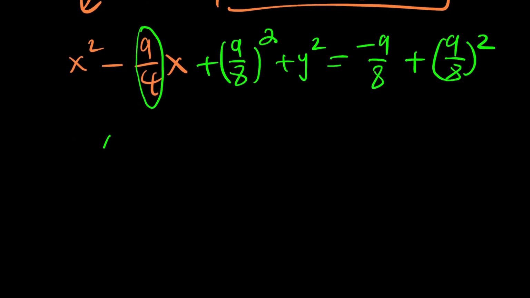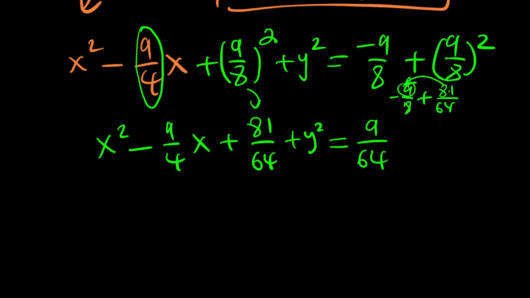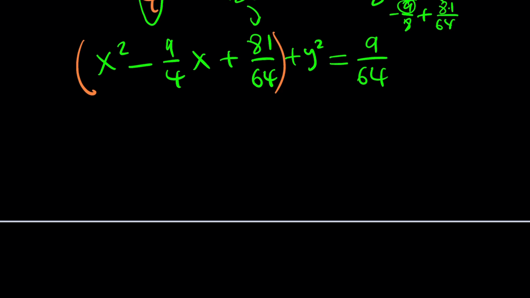Beautiful. Now let's go ahead and complete this thing. This is going to be 81/64. And just remember that it's the square of a fraction plus y squared. And here, negative 9 over 8 plus 81 over 64. You have to multiply by 8. 81 minus 72 is a 9. 9 over 64 is going to be the result on the right-hand side, which is good because that's also another perfect square. Beautiful. Now, we have this expression, which is, again, a perfect square.